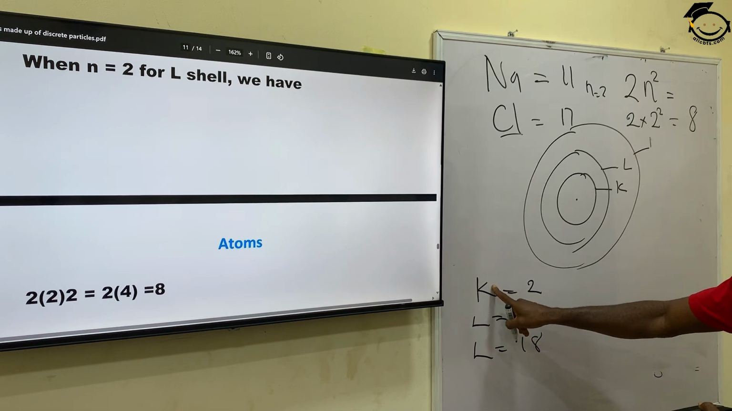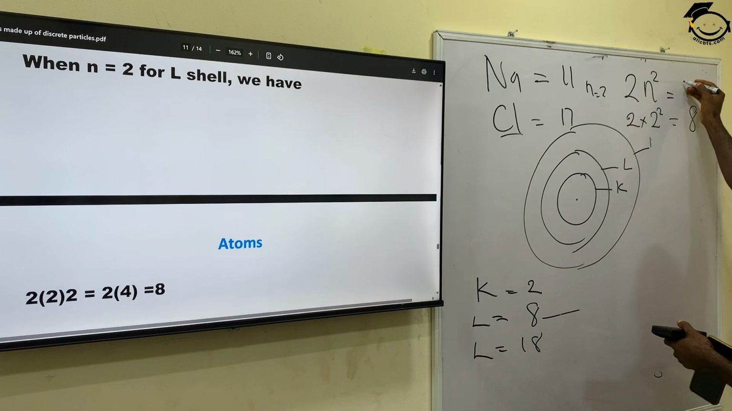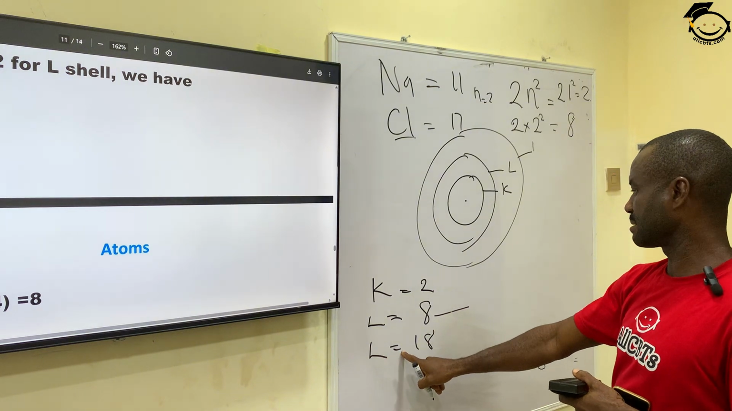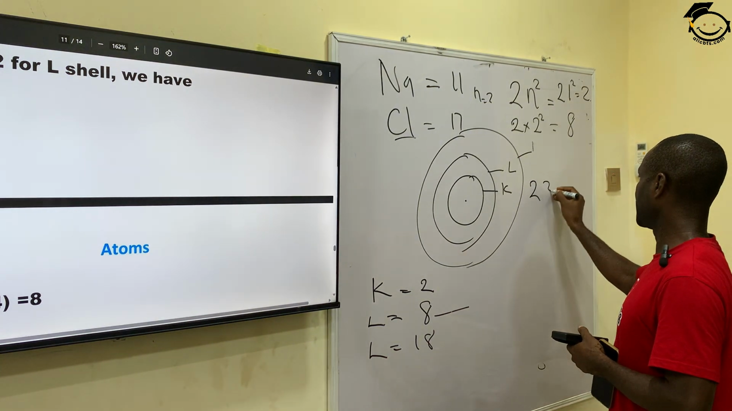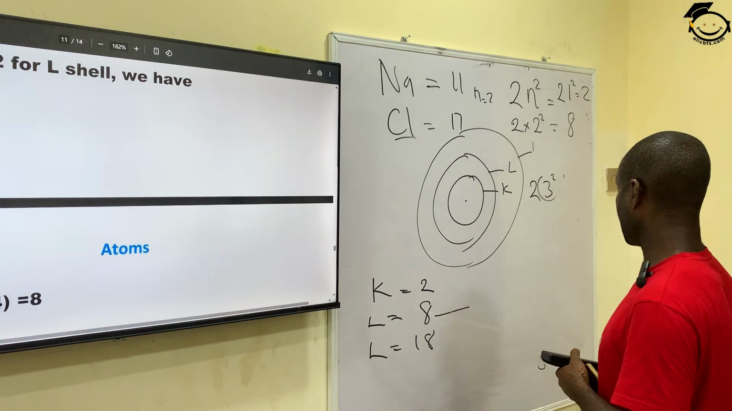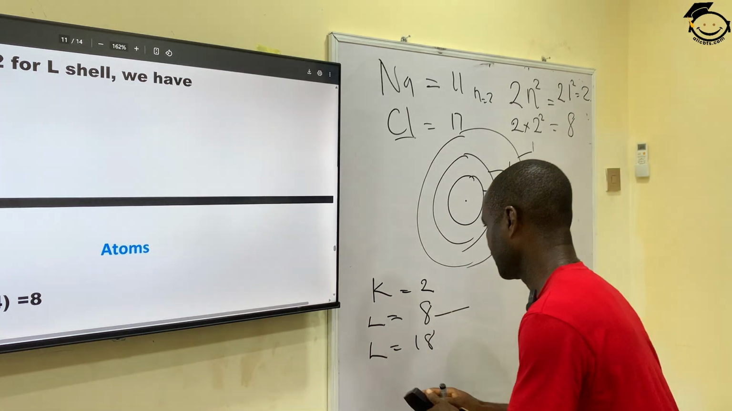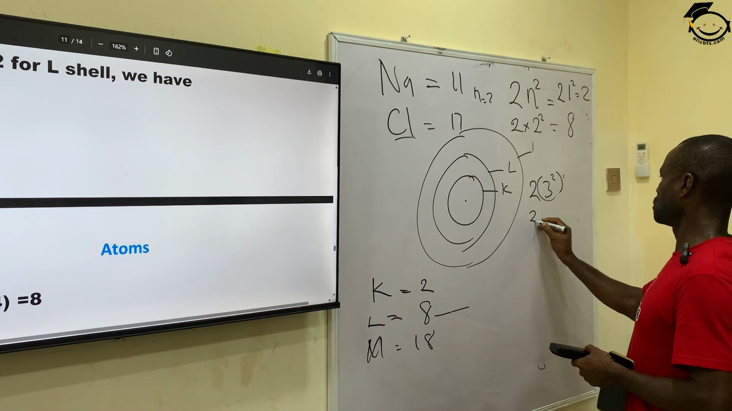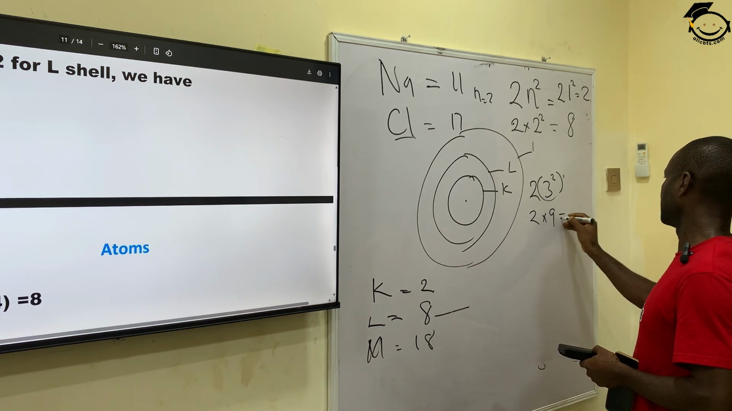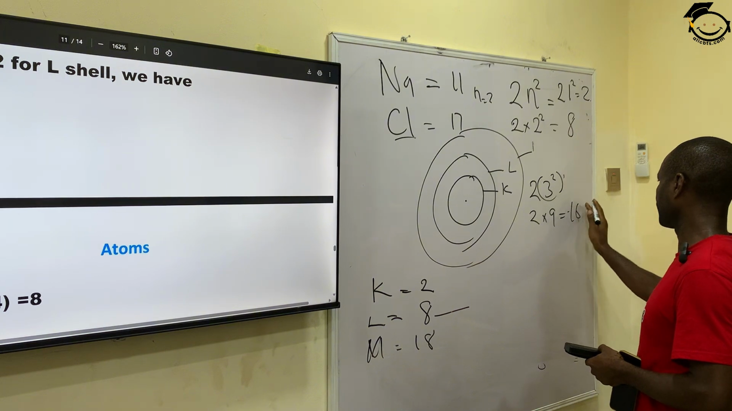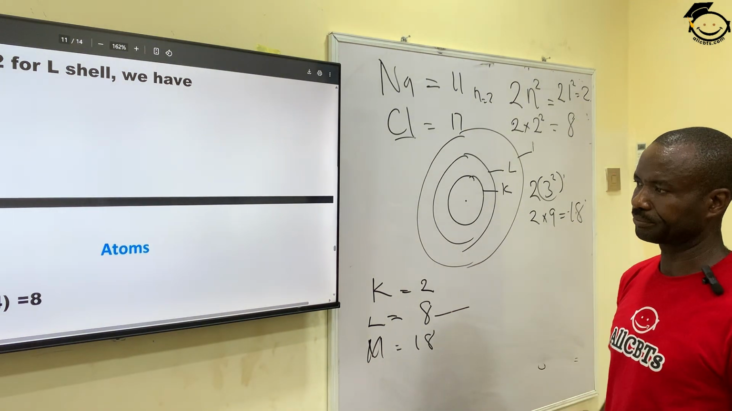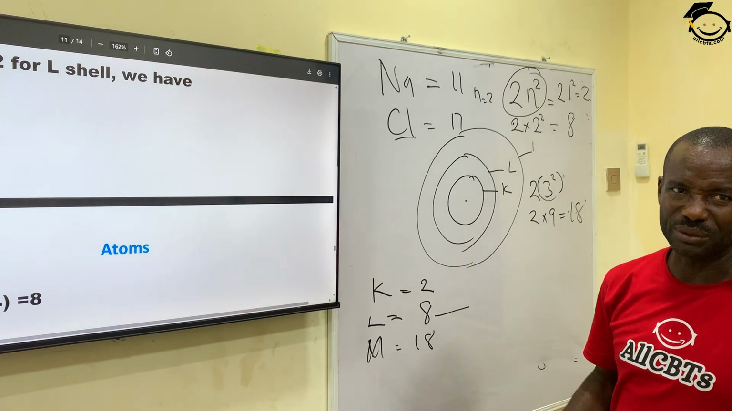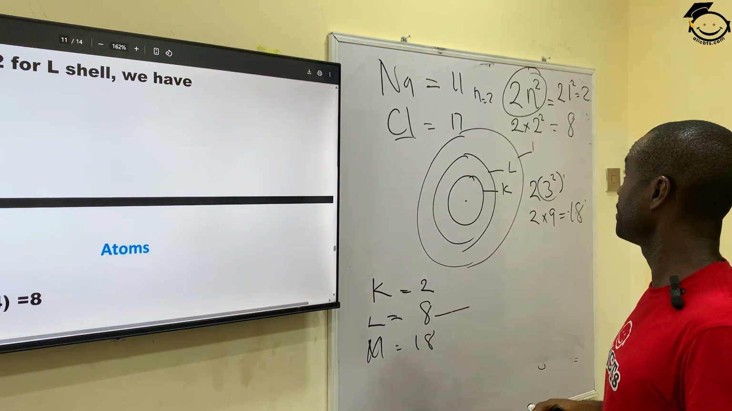For the first shell, which is 1, 1 square gives you 1, and 2 times that gives us 2. Like that, if you look at the third shell, K, L, M, this is the third shell, 2 times 3 square gives you 2 times 9, which gives you 18, as you can see. So this formula, 2n power 2, determines the maximum number of electrons a shell can carry.